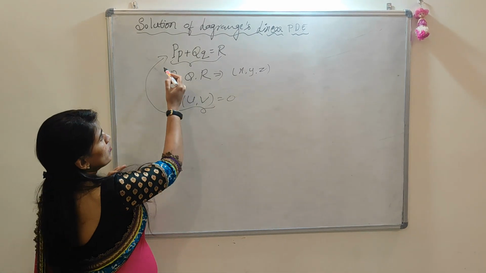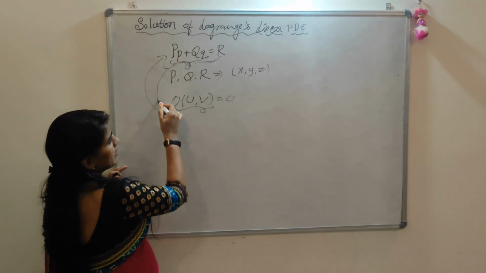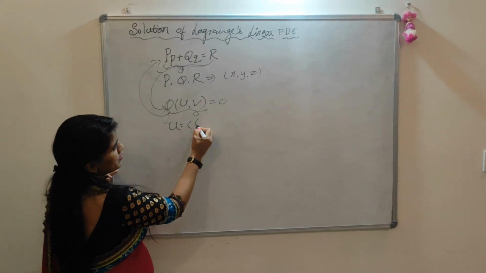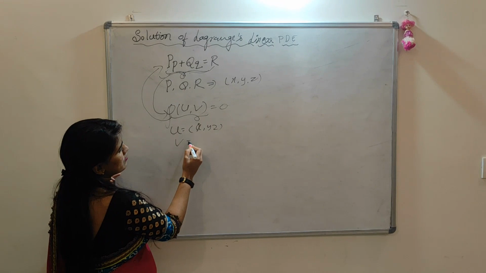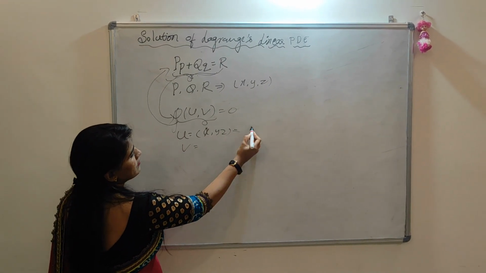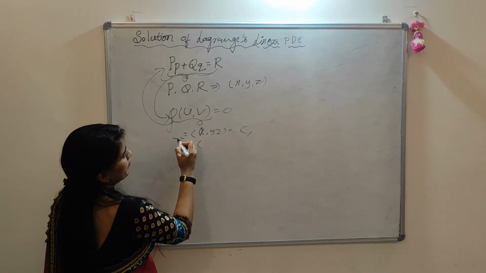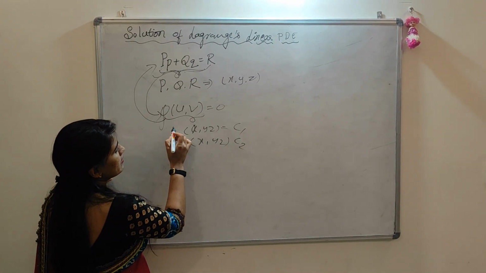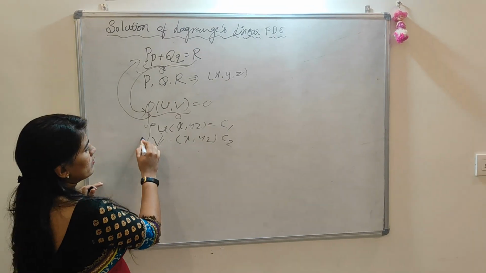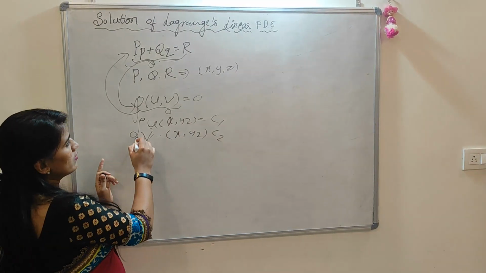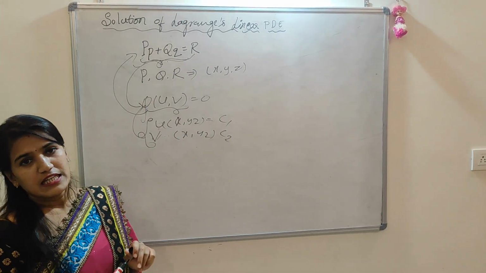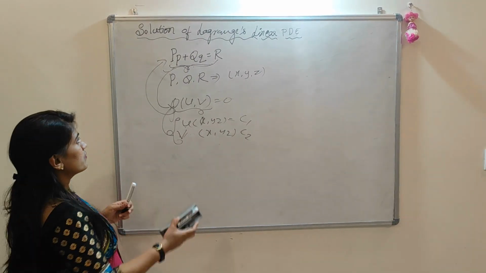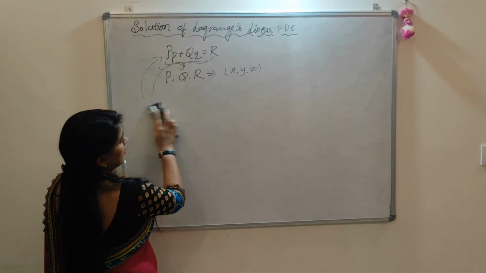So it is understood that the Lagrange's form gives the general solution in the form phi of (u, v), where u is a function of x, y, z and similarly v is also a function of x, y, z, that is, u(x, y, z) = c1 and v(x, y, z) = c2. So phi of (u, v) = 0 is the general solution for Lagrange's linear partial differential equation.